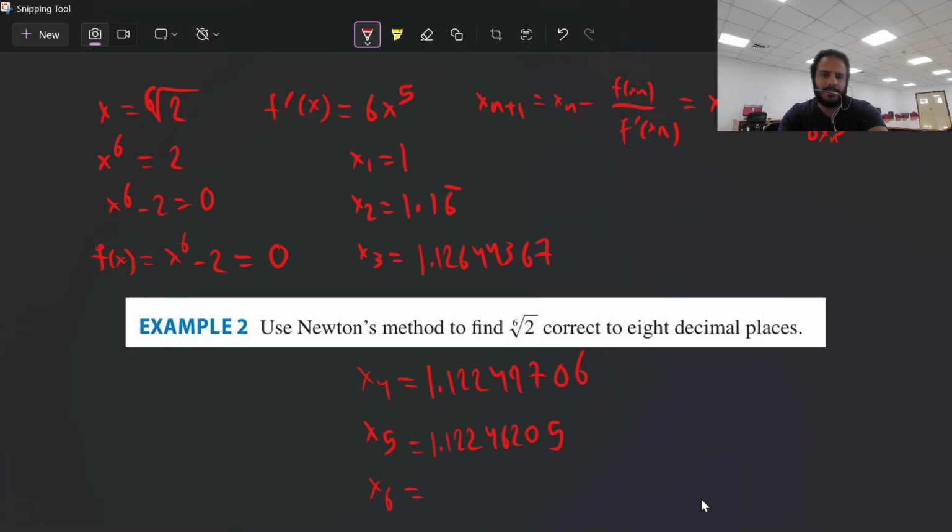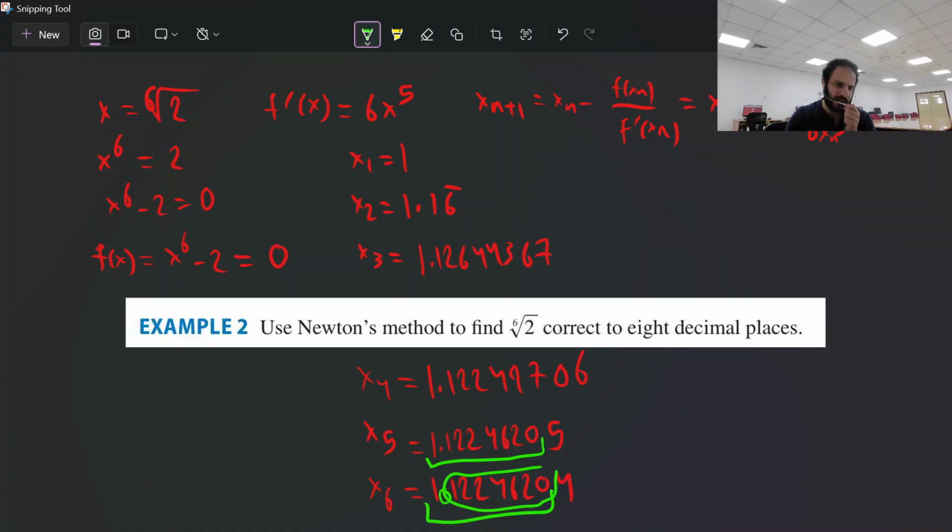Professor, it's 1.12246204. Yes, thank you. So, what are the correct digits now? All except the last 5 and 4. All these are correct, right? Here it tells you correct to 8 decimal places, to the right of the decimal point, okay? Here we still have 7. To the right of the decimal point we still have 7. So let's find x7 now.